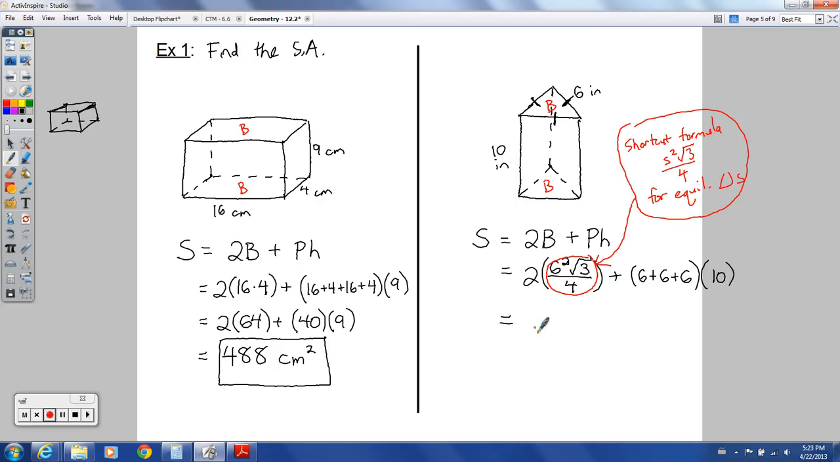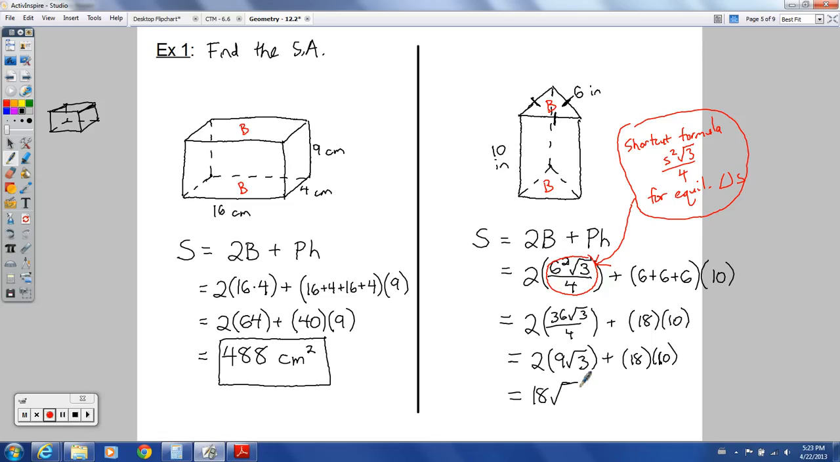So let's simplify now. We've got 2 times 36 radical 3 over 4 plus this will be 18 times 10. This I could reduce down to, this would be a 9 and a 1, so I could say that's the same thing as 2 times 9 radical 3 plus 18 times 10. Now I can do my multiplication here. I'm going to have 18 radical 3 plus 180. This would be an exact answer. You couldn't combine a radical part with a non-radical part, so giving an exact answer, this would be the final answer. This in inches squared.